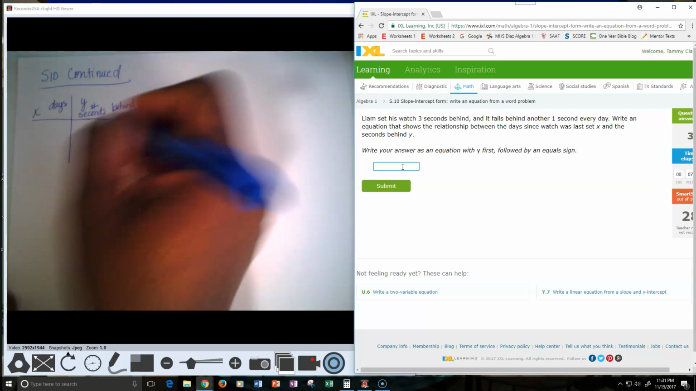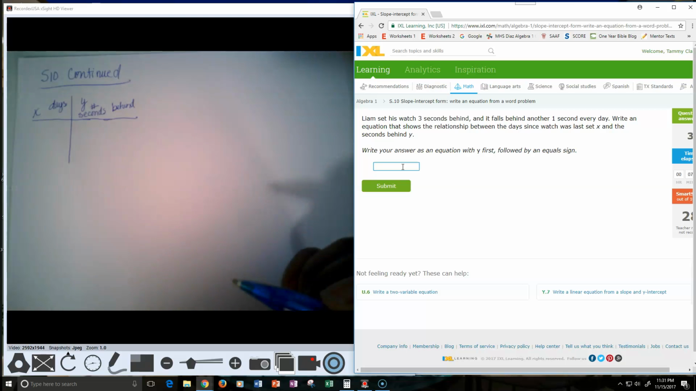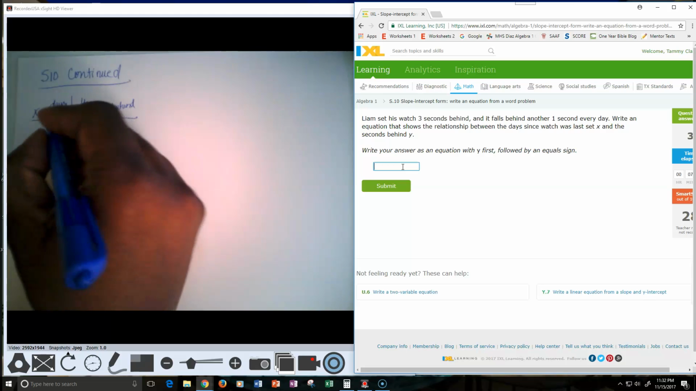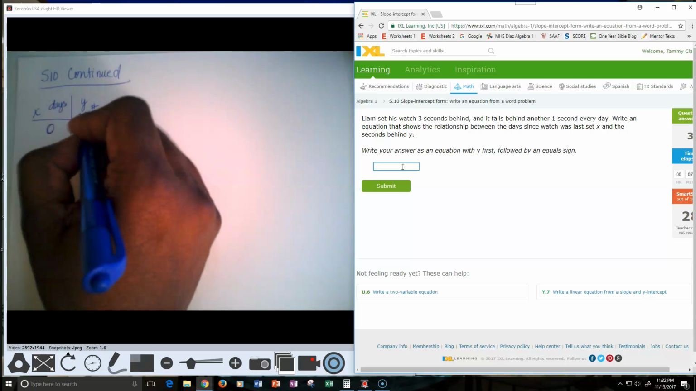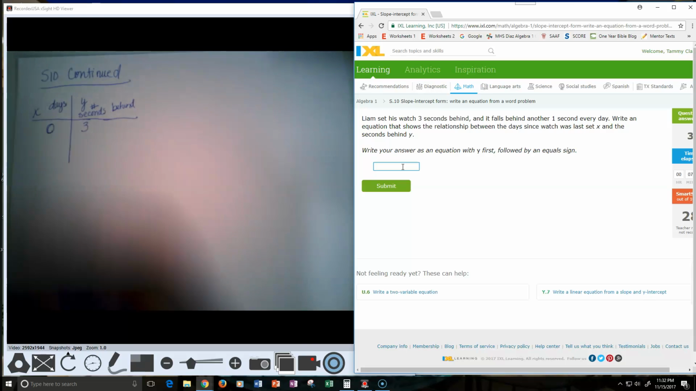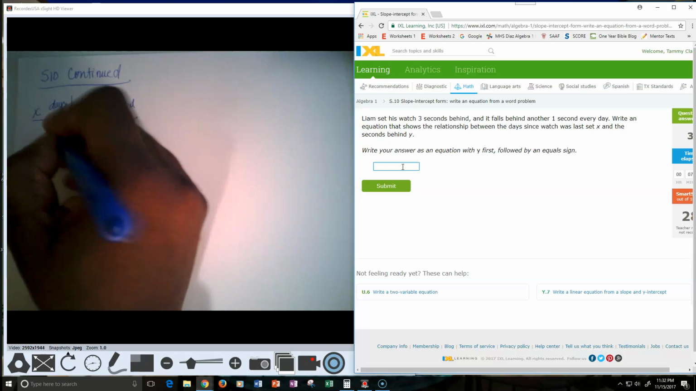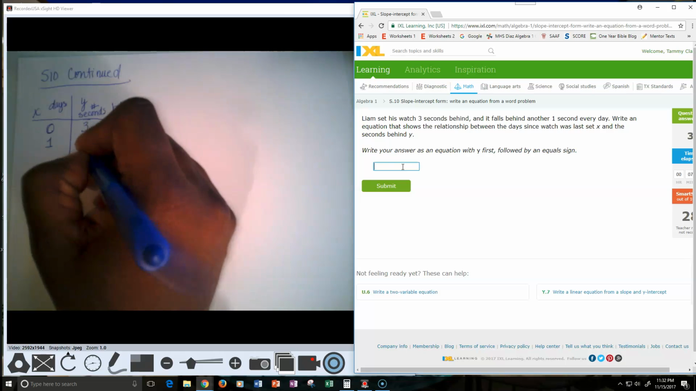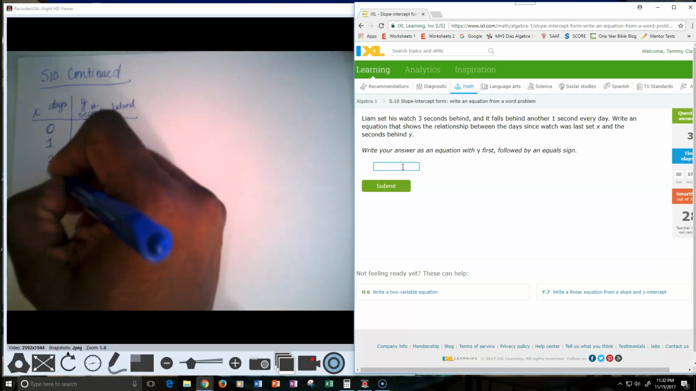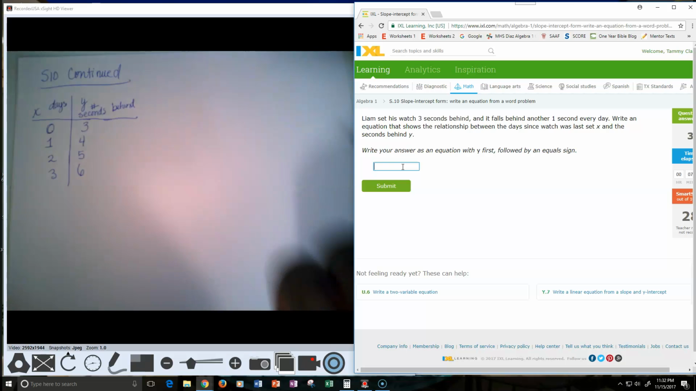All right, so let's really think about this. He set his watch 3 seconds behind. And this is before we are doing anything else. So we can say on day 0, his watch was 3 seconds behind. And it falls behind 1 more second every day. So on day 1, after he first set it, it's now behind 4 seconds. On day 2, it's now behind 5 seconds. Day 3, it's now behind 6 seconds.